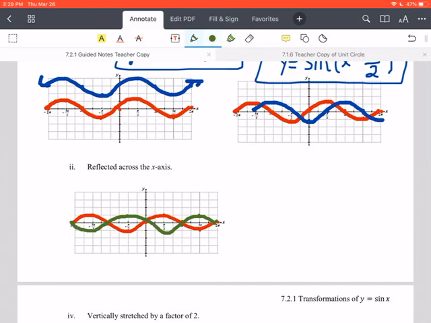So do you remember what happens when we reflect over the x-axis? We still have y equals, but then we have a negative out front of our function. So negative sine of, and I'm always just going to get in the habit of using parentheses in case I have a horizontal or a vertical shift.